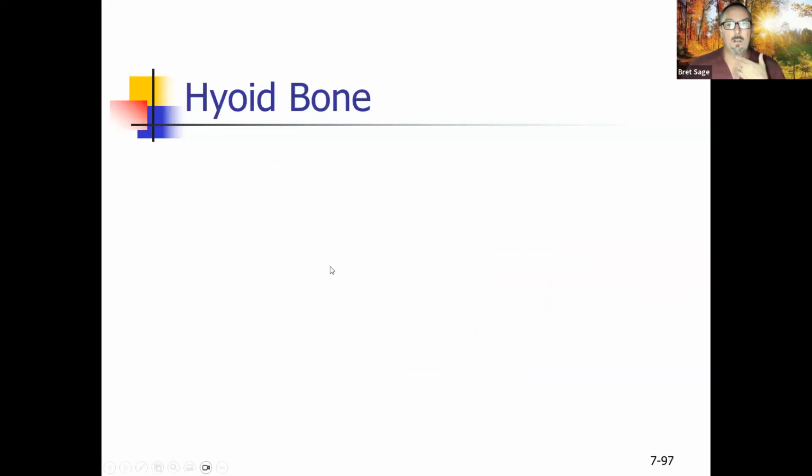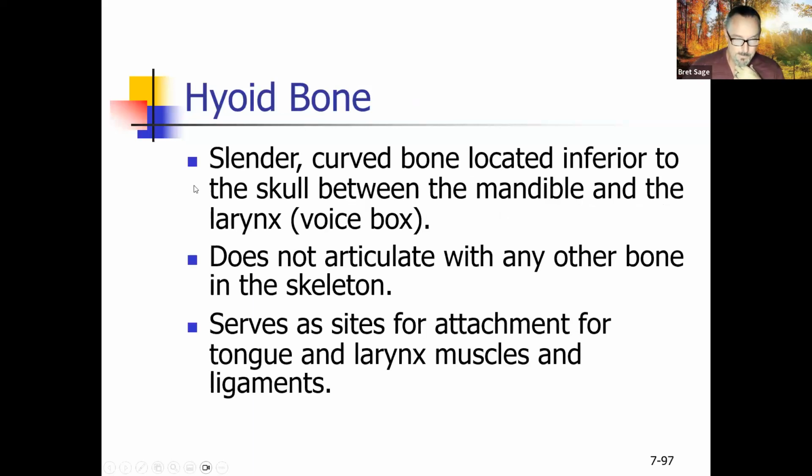The hyoid bone, which is the top of your larynx. It's a slender curved bone located inferior to the skull, between the mandible and the larynx, which is the top of your voice box. Now, here's one of the key, interesting things about this I may ask you about. It's the only bone in the body that doesn't touch another bone. It's floating on top of this cartilage.